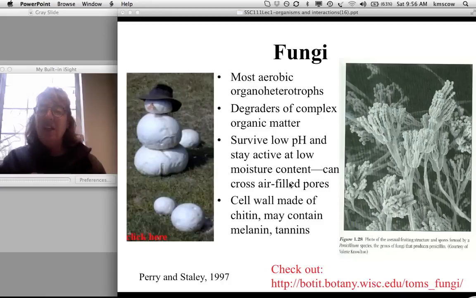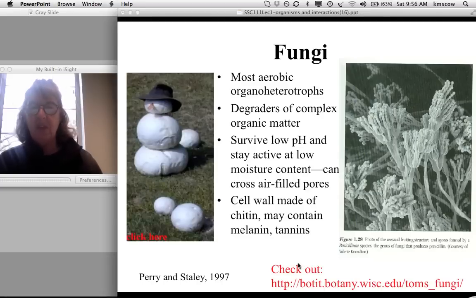So they can kind of eke out a living by capitalizing on these little pockets of water and nutrients that are what happens when a soil gets dry and the water film breaks up into these little isolated pockets. So very good at that. This is a fantastic website. I don't know how active it still is, but it's a great place to get introduced to the diversity of fungi.